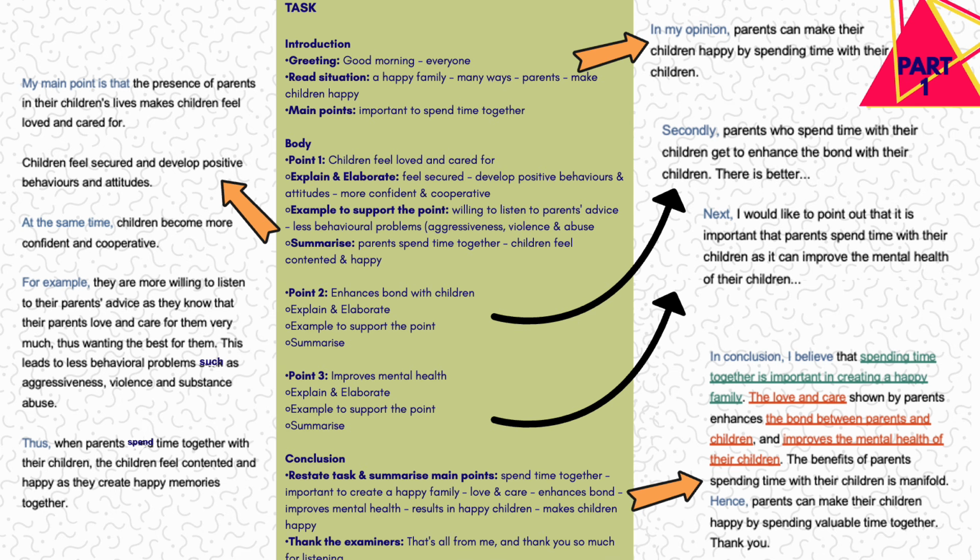So lastly, for the conclusions, in conclusion, I believe that, so talk about the task given for you, which is spending time together is important in creating a happy family. Then you summarize all the 3 points. The love and care shown by parents enhances the bond between parents and children and improves the mental health of their children. The benefits of parents spending time with their children is manifold. Hence, parents can make their children happy by spending valuable time together. That's all from me, and thank you so much.